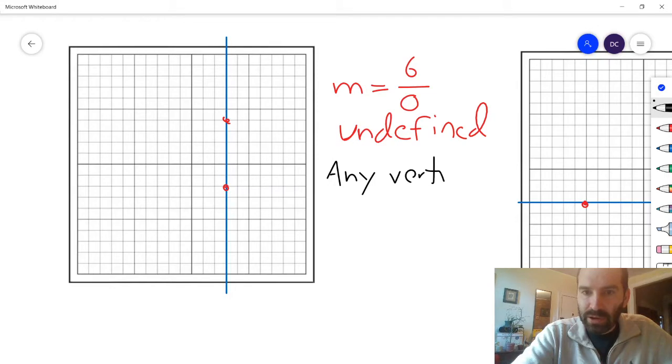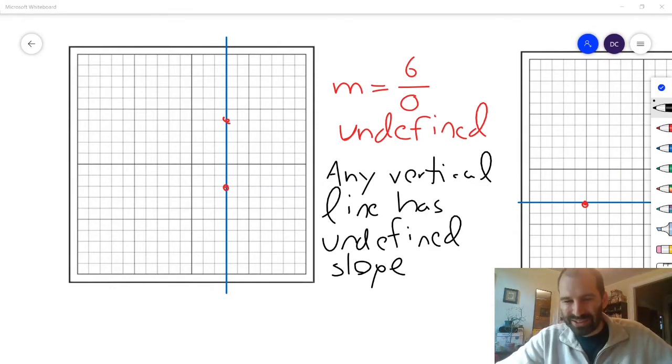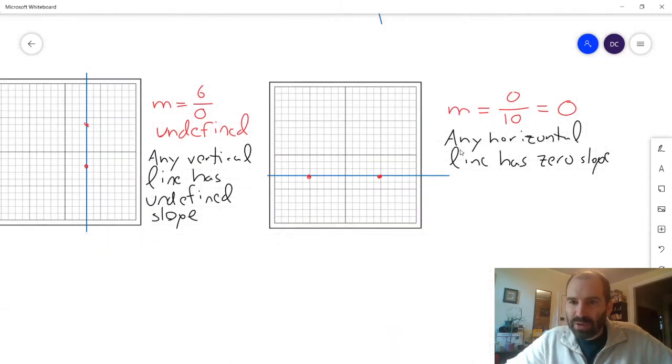Any vertical line has undefined slope. My handwriting is terrible on this touch screen, but I'm doing the best I can here. So these are some important facts, right? Vertical lines have undefined slope. Horizontal lines have 0 slope.